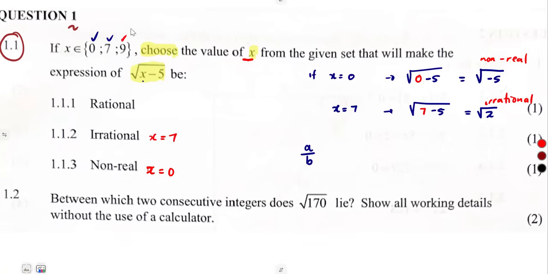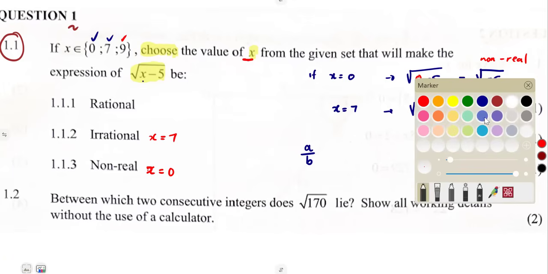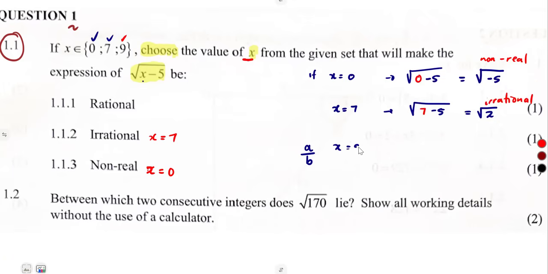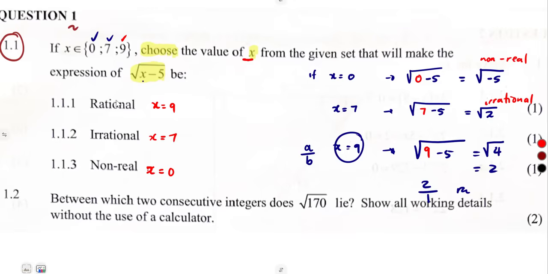Then let's move on to 9. Substitute this one when x is equal to 9. That is going to be the square root of 9 minus 5. All right, 9 minus 5, that is 4. So that's the square root of 4, which is 2. 2 is a whole number, an integer. We can write it as a fraction, 2 over 1. So this is a rational number. All right, so when x is 9, we are going to have a rational number.